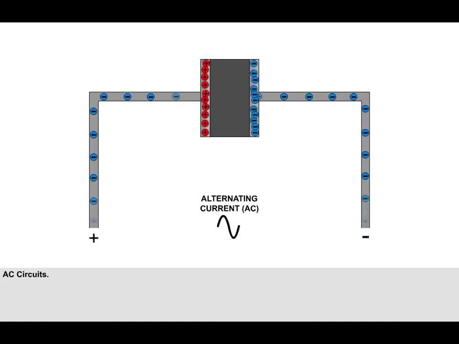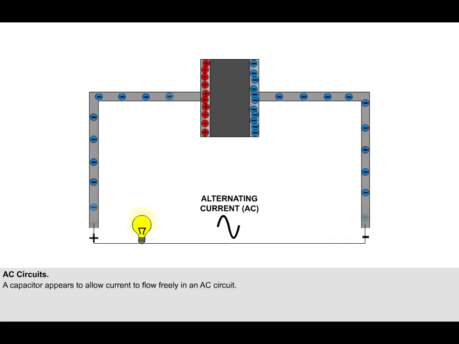If a capacitor is placed in an AC circuit, it will constantly be charged and discharged as the polarity of the supply changes. So electrons will constantly be flowing to and from the plates of the capacitor. Although no current flows across the capacitor, current is constantly flowing in the wires, and if a light bulb is placed in the circuit, it will remain illuminated. From this, we can deduce that a capacitor appears to allow current to flow freely in an AC circuit.